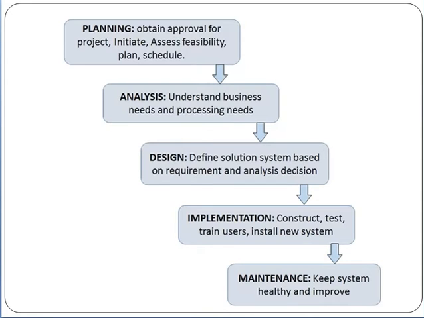We can talk about this in detail. First of all, the phases of SDLC. The planning phase is one in which you get the approval of a project, you initiate things, and you get the feasibility plan and a schedule. In the planning phase you will do the planning related to cost, how much cost is required, how much time is required, and in how many months you will complete the project. In the planning phase, all the scoping will be completed.